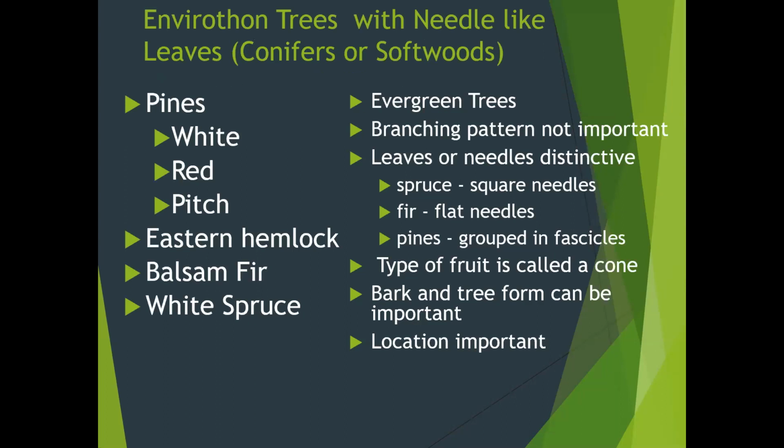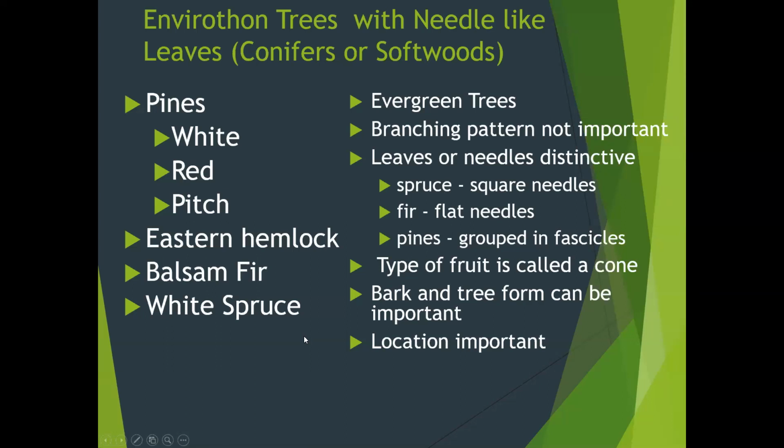So, Envirothon trees with needle-like leaves. This is our first step of the dichotomous key, where it asks you, is it a needle-like or scale-like leaf, or is it a broadleaf? We're going to start off with needle-like or scale-like leaves. This consists of conifers or softwoods. The trees for the Envirothon that you're going to want to know are pines, which consist of white pine, red pine, and pitch pine, and then eastern hemlock, balsam fir, and white spruce.